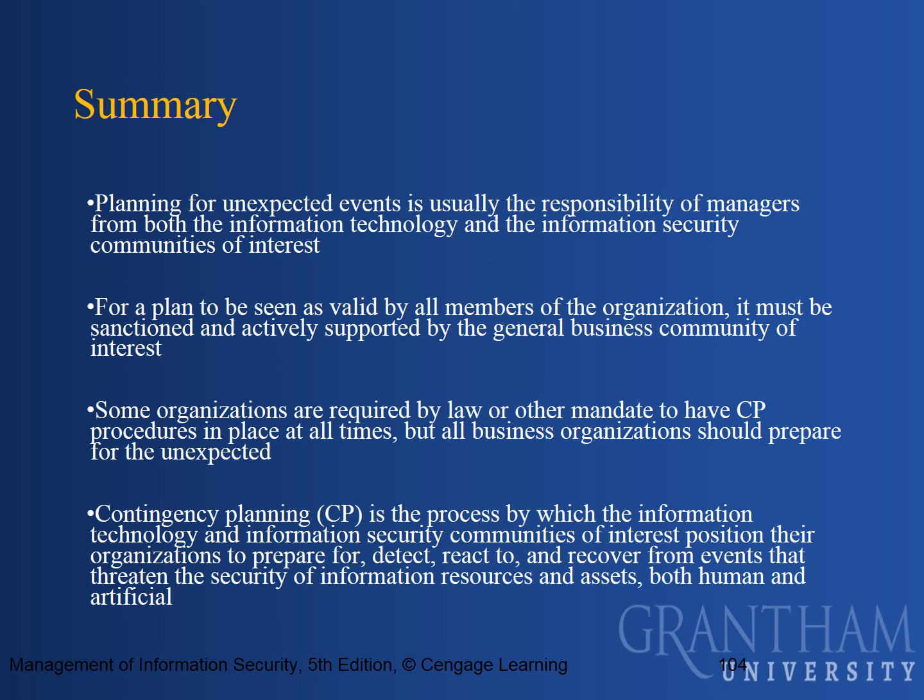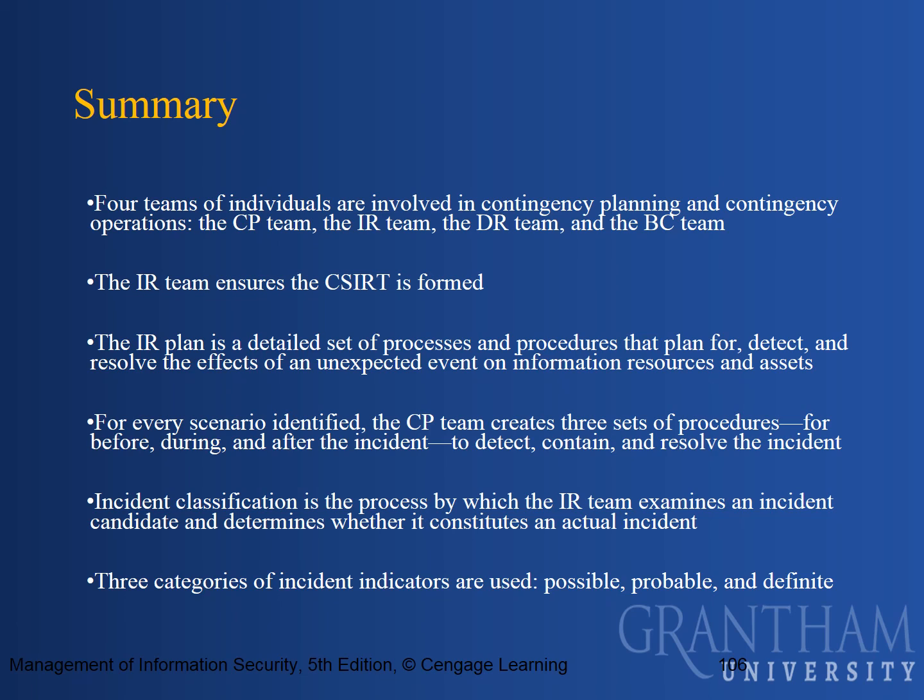In summary, planning for an unexpected event is usually the responsibility of managers from both information technology and information security communities of interest. Contingency planning is the process by which information technology and information security communities of interest position their organizations to prepare, detect, react, and recover from incidents. Remember the 4 teams of individuals involved in contingency planning: CP team, IR team, DR team, and BC team.